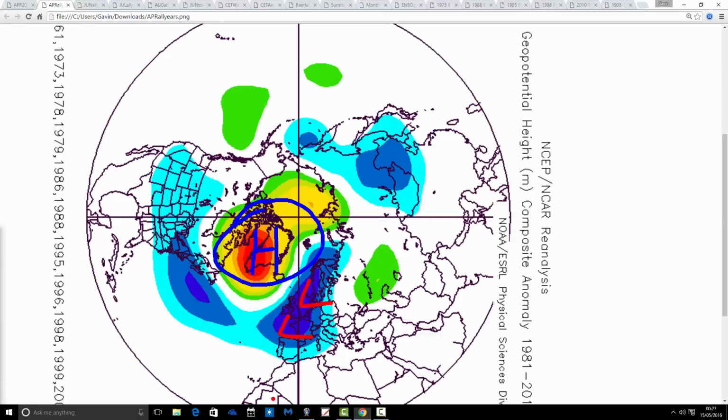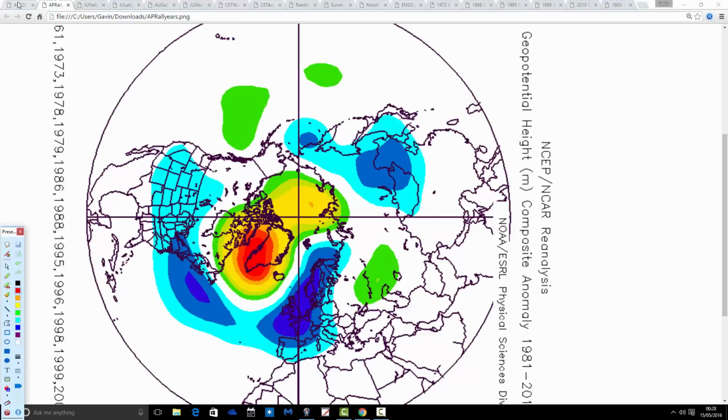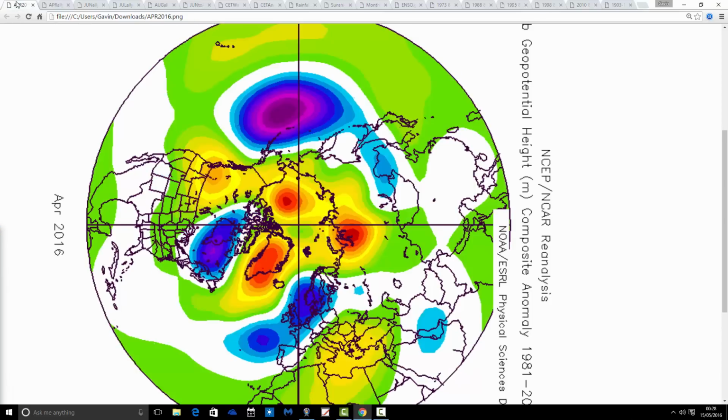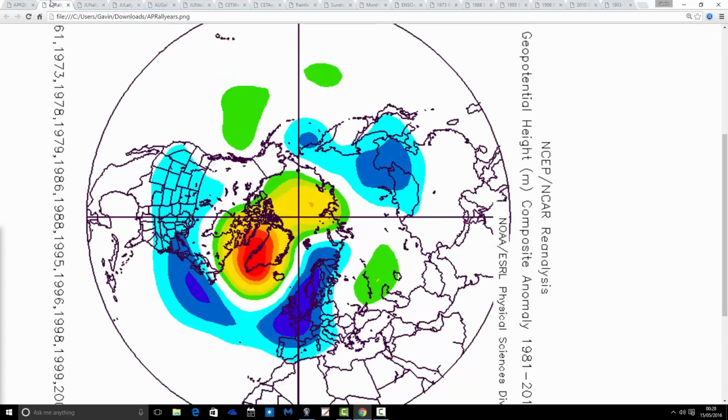That's a pretty good representation, actually, of how April 2016 turned out. So if we go back to April 2016, that was the reanalysis for April 2016. And this is for 17 years. And you see that it's a perfect match, really, what happened in April 2016, a perfect match for the previous 17 years. So we carried that forward and looked at what this could mean for the summer.